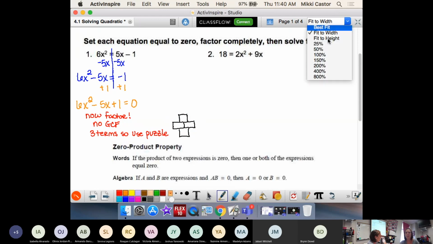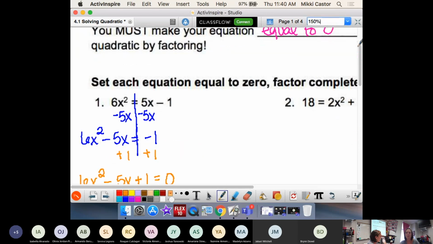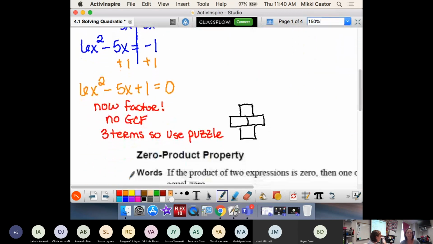Sorry, I'm actually going to zoom in a little so that I can write this a little better. Whoa, that was too much. Try again. All right, so remember when we're filling in the puzzle, the top box is your A times C. So that would be 6 times 1, which is 6. Your bottom box is B. B in this case is -5. So what we're looking for here is factors of 6 that have a sum of -5. So what 2 values would multiply together to give me 6, but add together to give me -5?